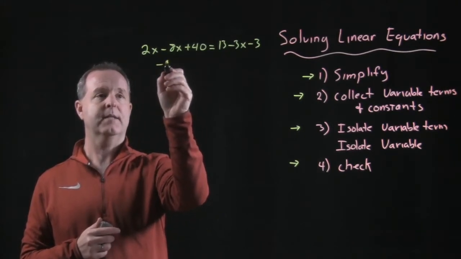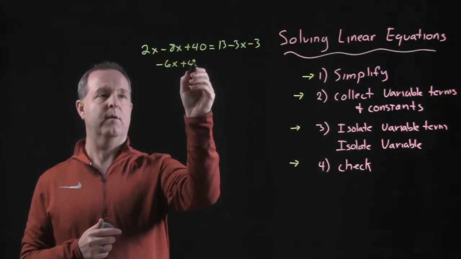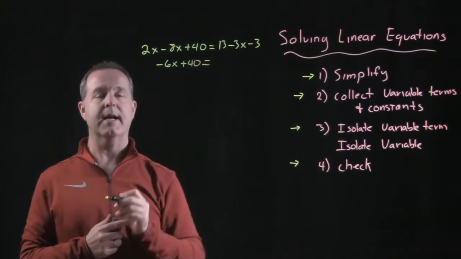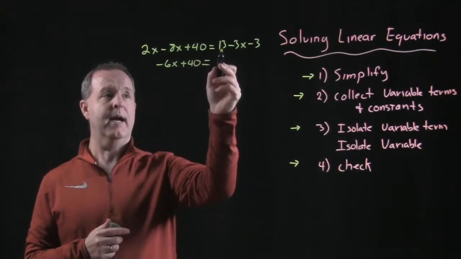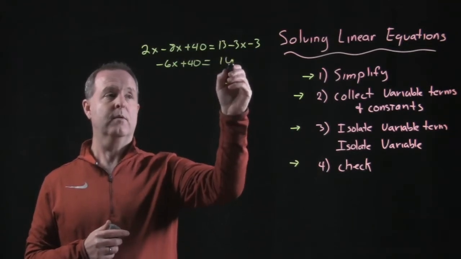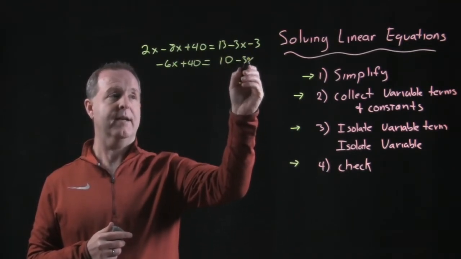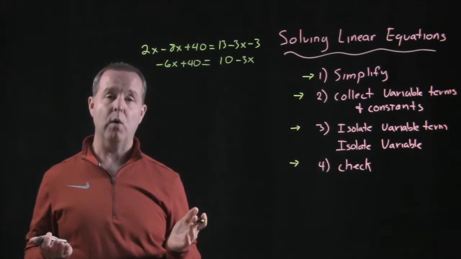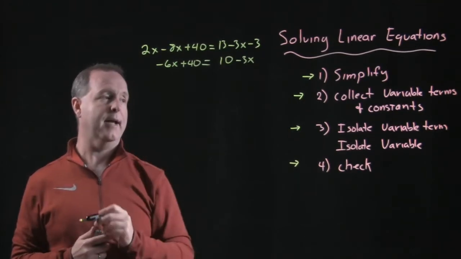It looks like on the left side I can add and collect the x terms. So I have a negative 6x plus a 40. And on the right side I have some constants I can collect. I have a 13 and a negative 3, or 13 take away 3, which is a 10, and then I have a negative 3x. So that's step one. I was able to simplify.